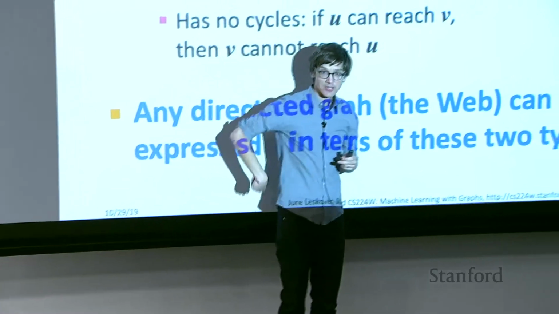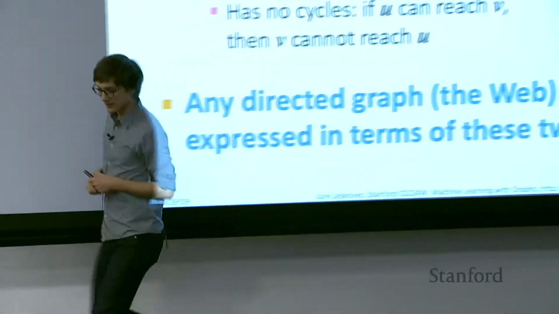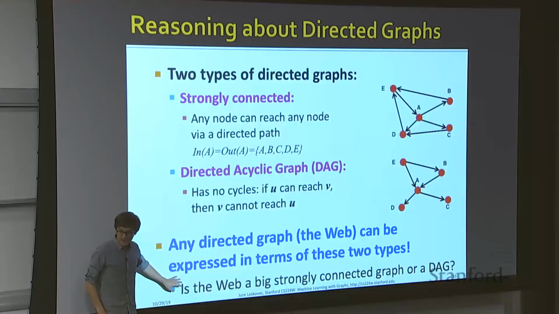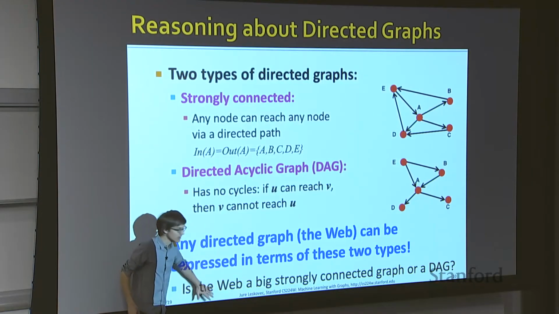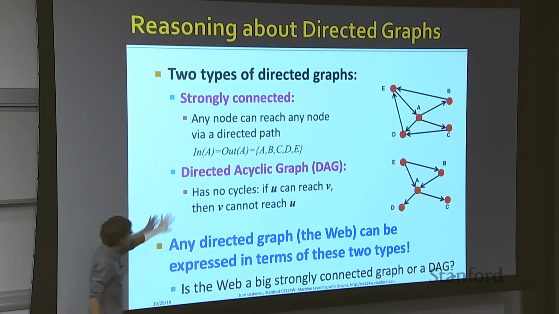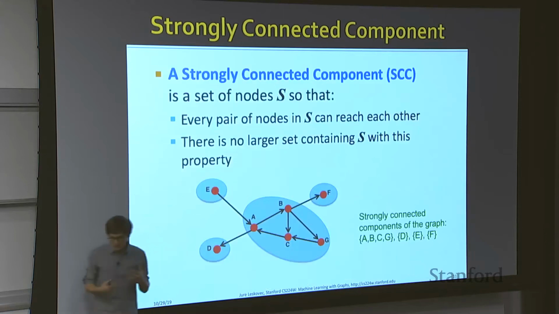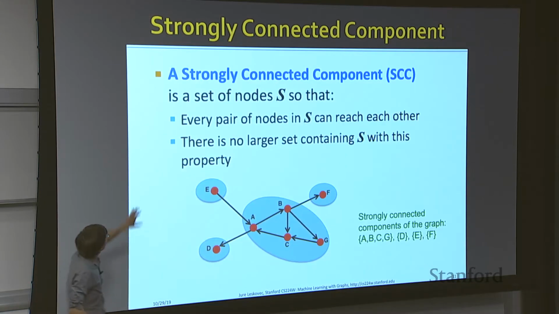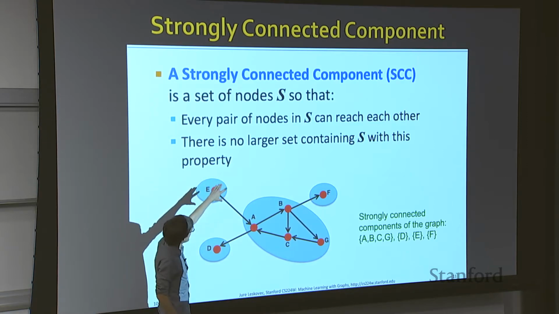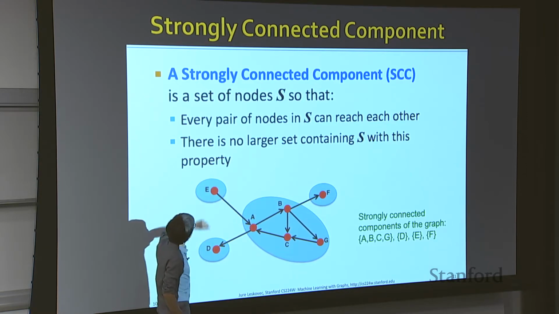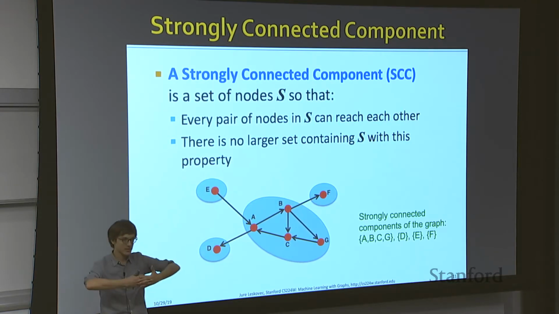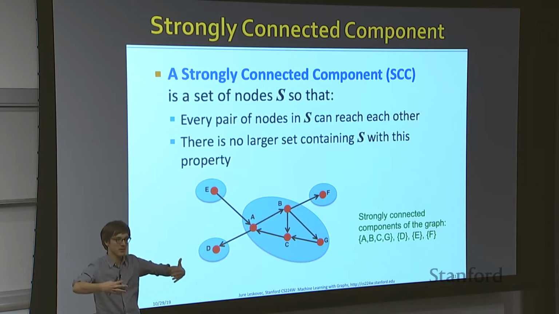And I have the hidden slide, I think, after this one that gives the proof. Okay? So now the question is, how is the web organized in terms of these strongly connected components and these directed acyclic graphs? Just to give you an example: a strongly connected component is a set of nodes S such that every pair of nodes in S can reach each other, and there is no larger set containing S. So it means a strongly connected component is as big as it can be, right?